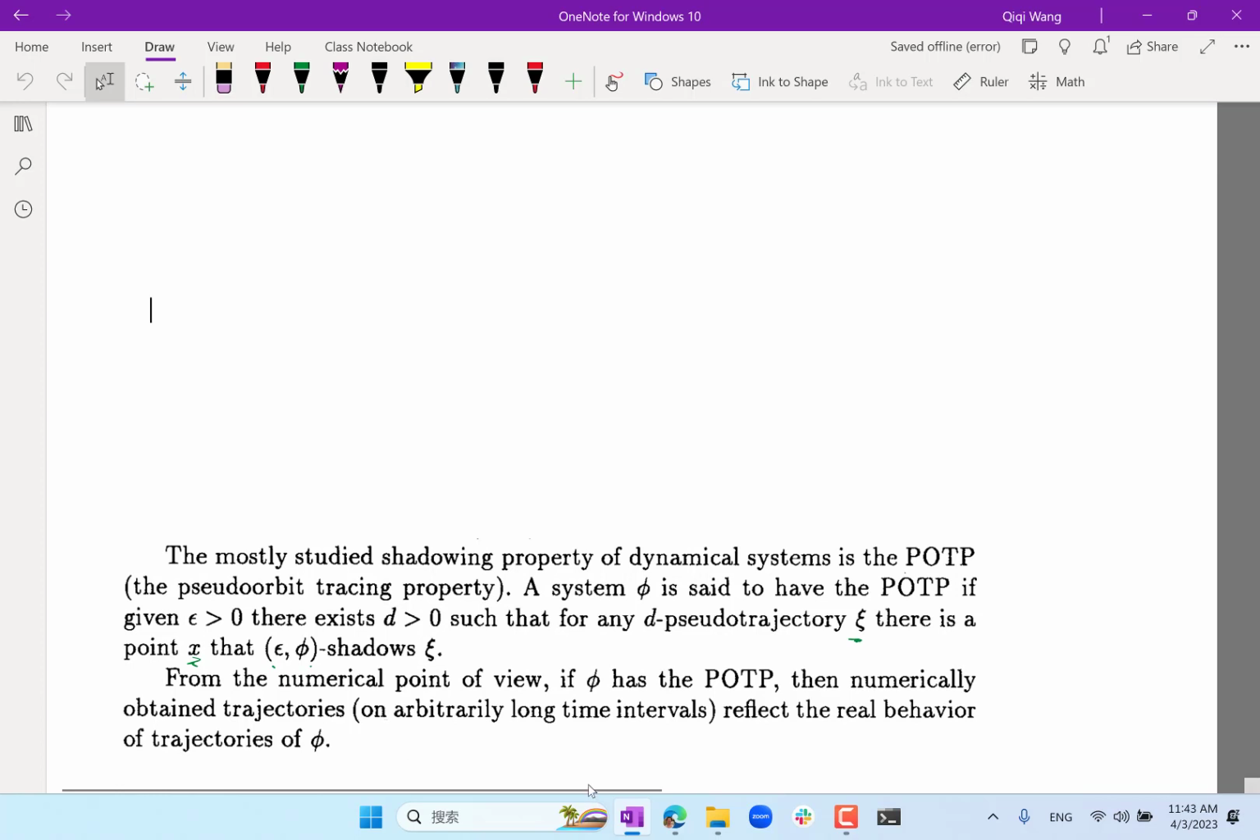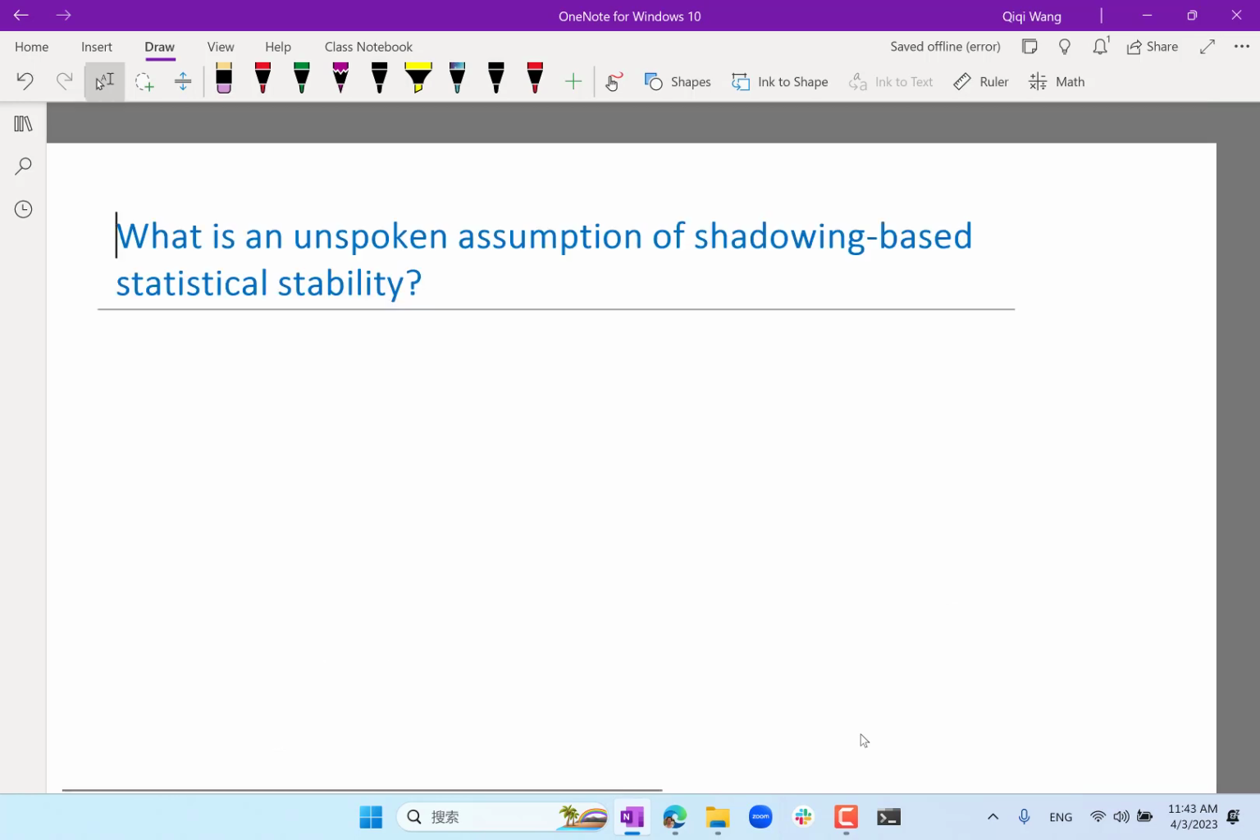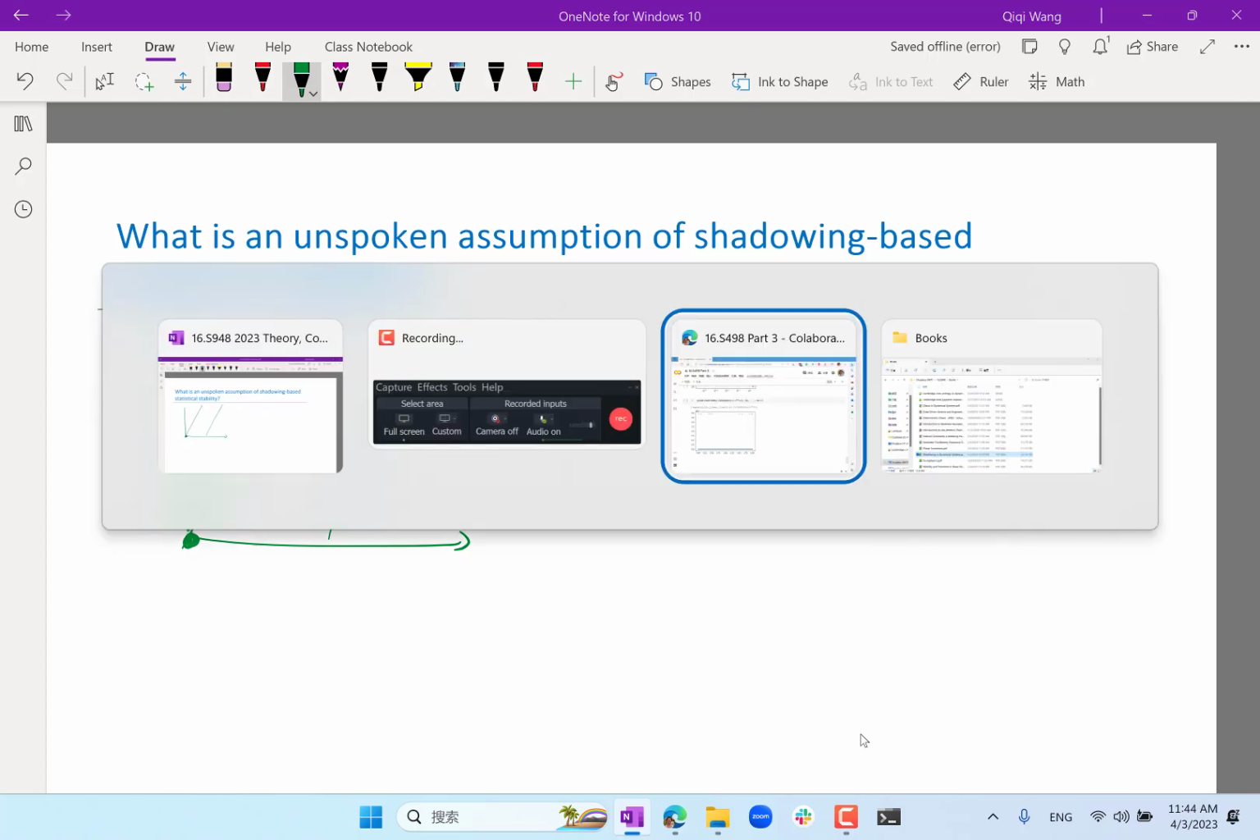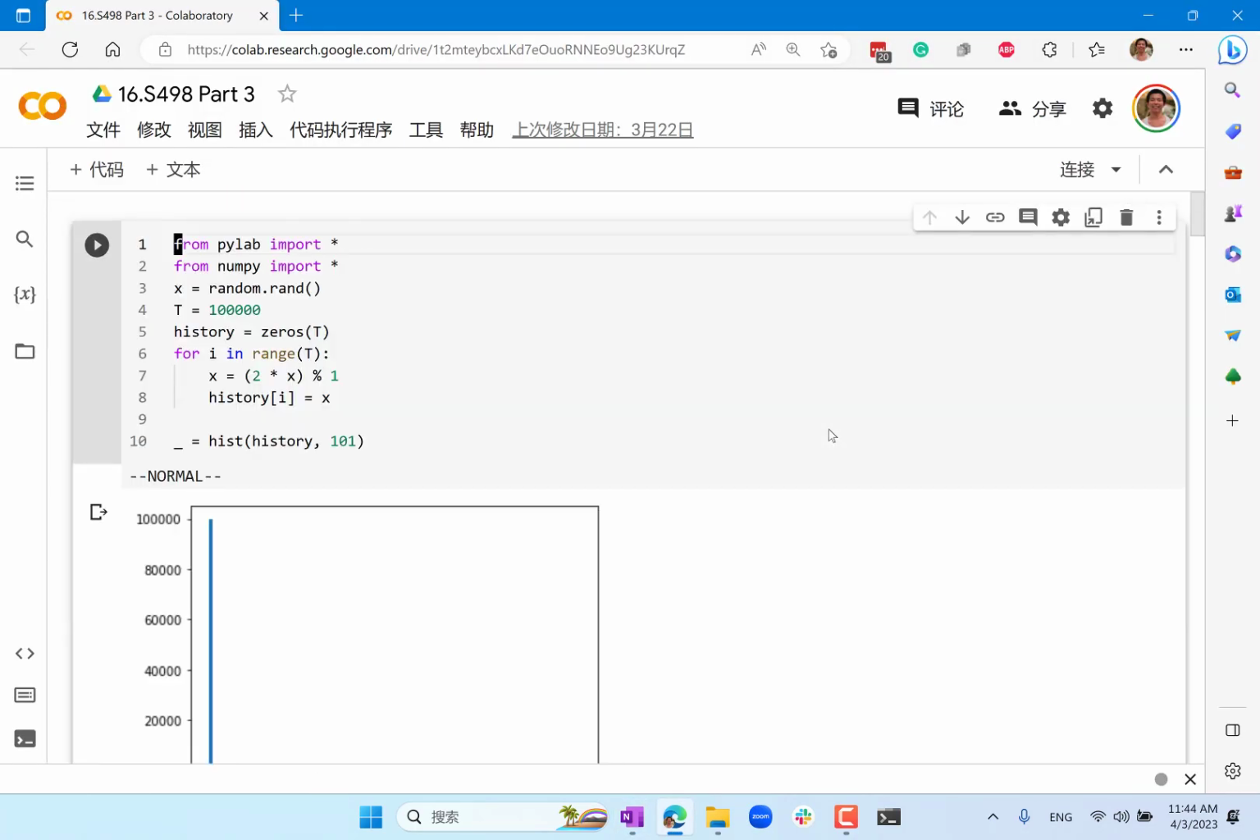Okay, so the line says it reflects the real behavior of trajectories of phi. But are all trajectories of phi identical in terms of the behavior, or in this case, in terms of their statistics? There is a very simple counterexample from our previous case. If you again think about the sawtooth map, remember when we performed a naive numerical simulation of the sawtooth map, we did not reproduce the long-term behavior of most of the trajectories. We actually converge to this single point zero. I think it's probably the first example.